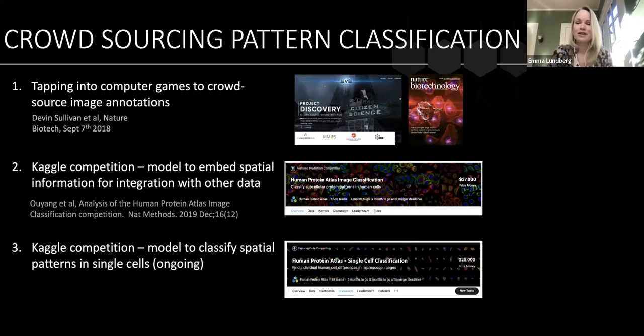So that was one approach. I'm not going to talk about it today, though. And then after that, we've done 2 Kaggle challenges to develop machine learning models. Here, I think it's fun to work with crowdsourcing.